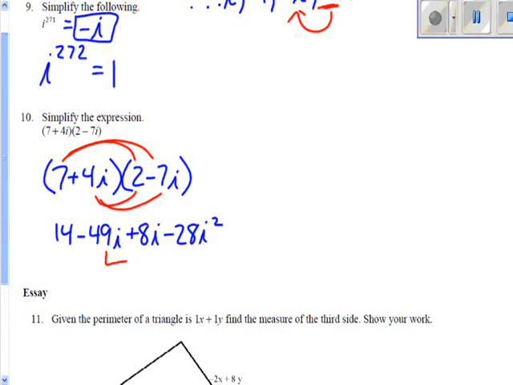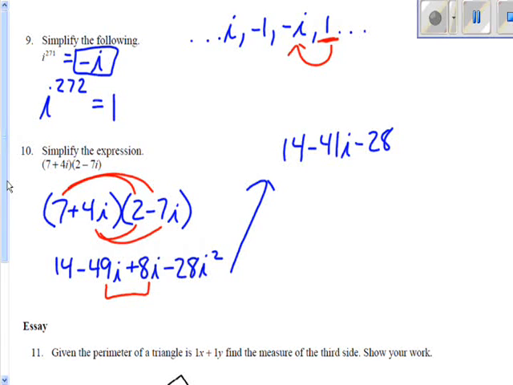I would combine like terms here. And when I combine like terms, that's going to be 14 minus 41i. And now I have the minus 28i squared. But we have to take a moment here. Remember, i squared is not acceptable. If I go back to the previous problem, i squared is one of my powers of i. I have to simplify. i squared is the same thing as -1. So instead of i squared, this is times a -1. So now I have 14 minus 41i, and this is going to end up being plus 28.